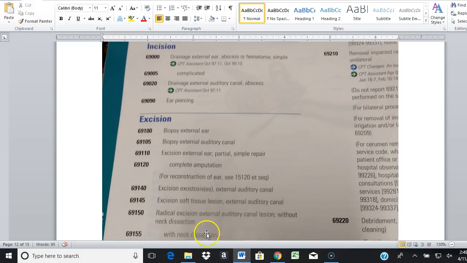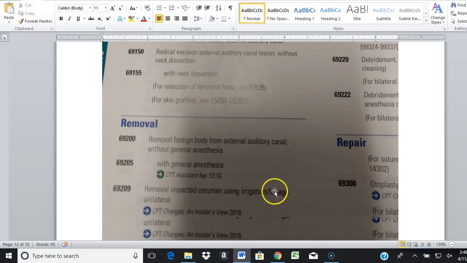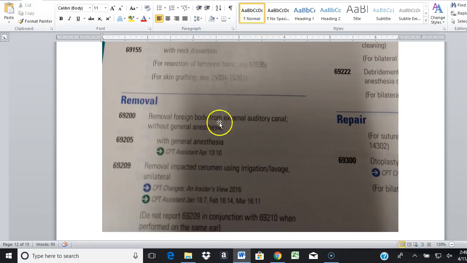We can remove different lesions, again, with or without radical neck dissection. So again, keep that in mind. We're also obviously going to have removal of foreign bodies. That's one of the most common, but again, we have without and with general anesthesia, depending on whether we can just remove it using something like forceps, or we actually have to knock the person out so we can go in and use other instrumentation.